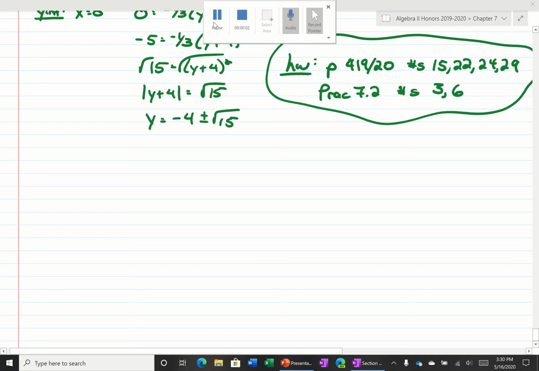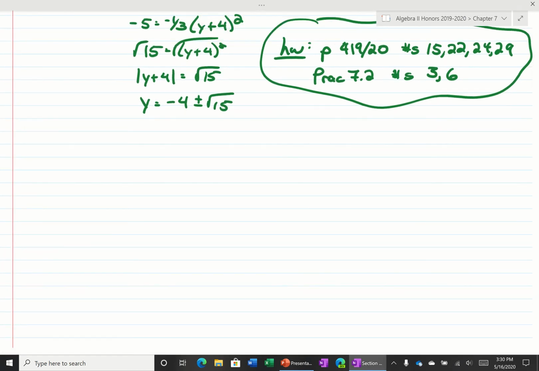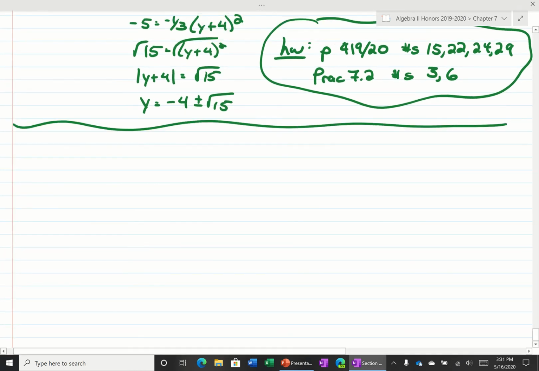Alright, so we'll take a look at your homework now. Taking a look in the book, I had asked you to do page 419 and 420. Problem number 15. So for problem number 15, it says we have a vertex at 5, -1, and its focus is 3, -1.